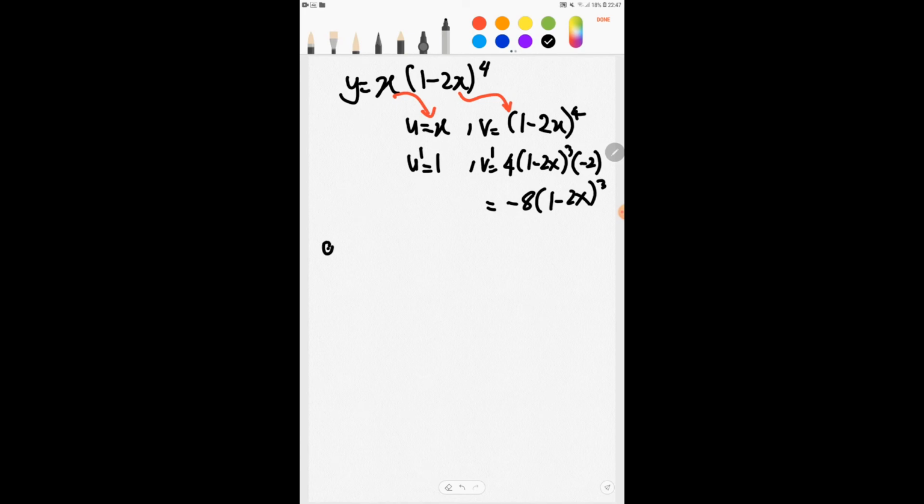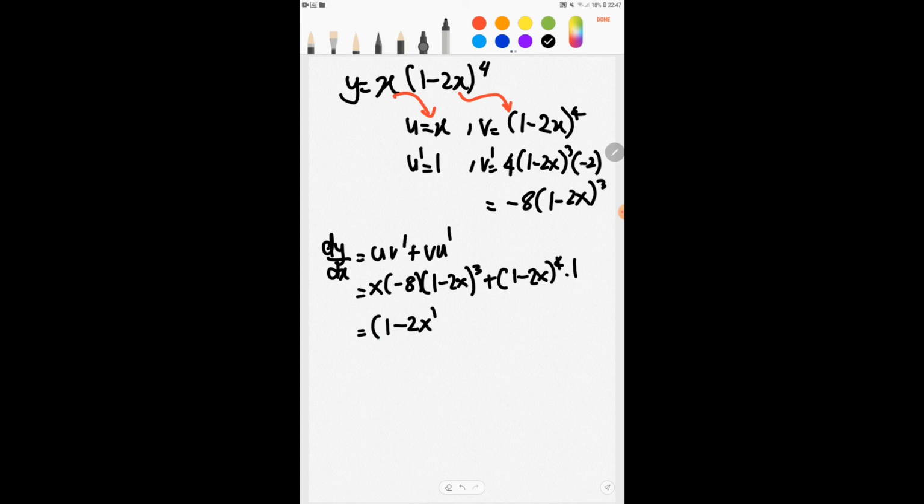Now if we write dy/dx, we write the formula for the product rule: u v prime plus v u prime. We substitute u, v, u prime and v prime, so we get here x times negative 8 times (1 minus 2x) to the power of 3, plus v, which is (1 minus 2x) to the power of 4, multiplied with 1, which is u prime. If you look at this one, both sides have the factor 1 minus 2x, one to the power of 3 and the other to the power of 4, so the same factor is (1 minus 2x) to the power of 3, and we take it out here.